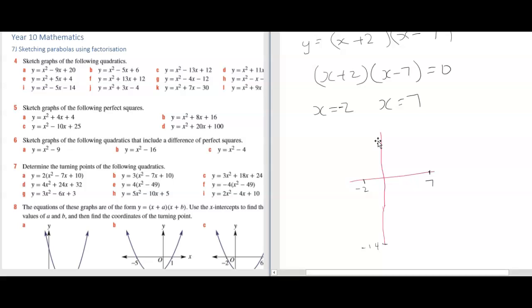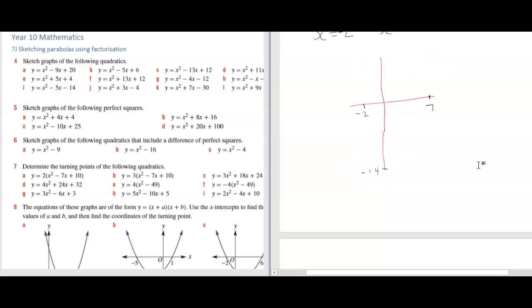Now, to find the halfway point between negative 2 and 7, you can just add them together and divide by 2. So negative 2 plus 7 is 5. So you're going to have 2.5. So we're going to be roughly here.